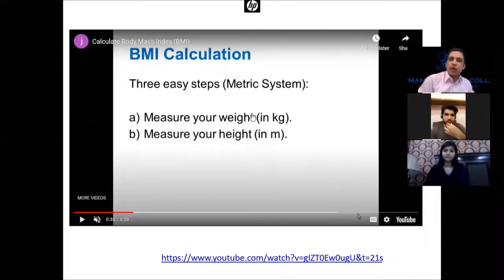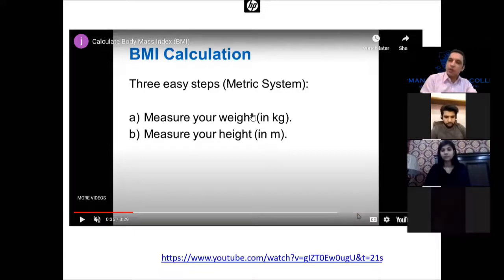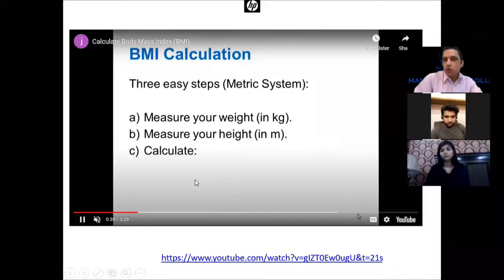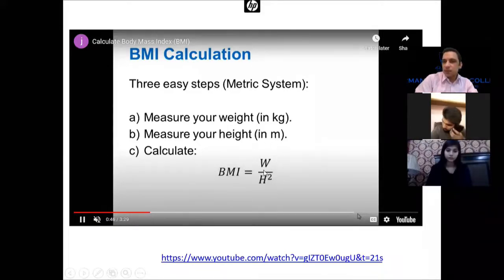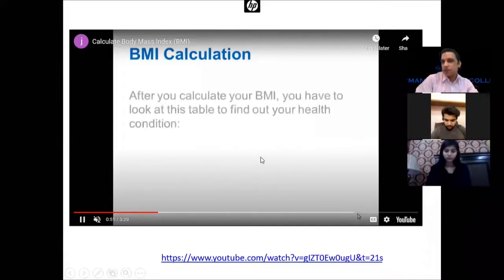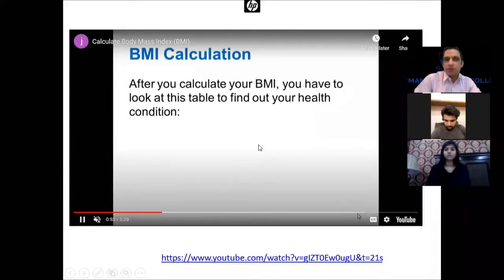Typically, we tell other people, my height is 5.9, 5.8, something like that, 5 feet 7 inches. Then you need to convert that value into meters to put it into the formula. Once you have those values with you, you can calculate with the help of a very simple formula. Look at the formula. W is for the mass, and h square is the height. Height in meters, W mass in kilograms.